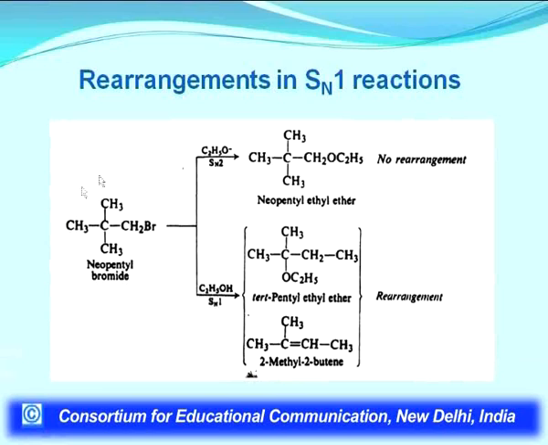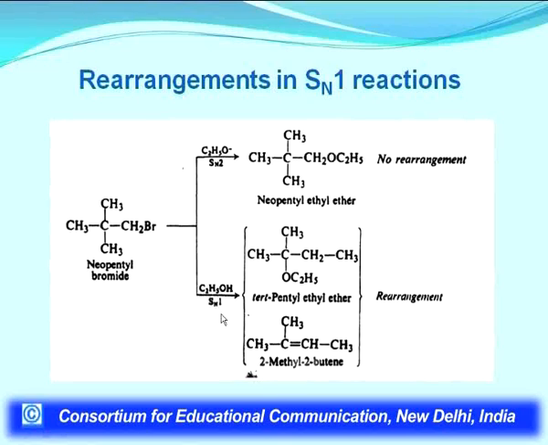This is neopentyl bromide, although it is a primary alkyl halide. When it is treated with ethoxide ion, a strong nucleophile, it goes and attacks this carbon, the halide ion is replaced and we get this ether, where the bromine was there, now we have this ethoxide group. So, no rearrangement has occurred and we have obtained this ether. When our nucleophile was weak, that is, we are doing the reaction with ethanol.